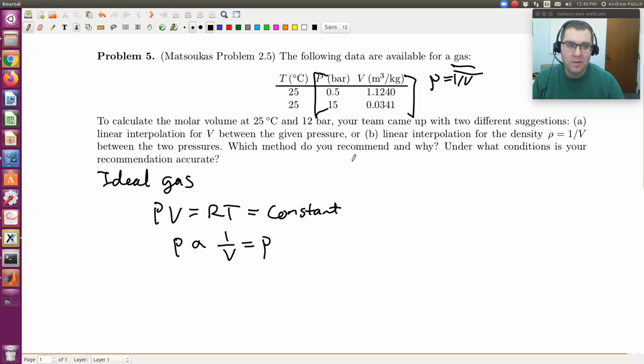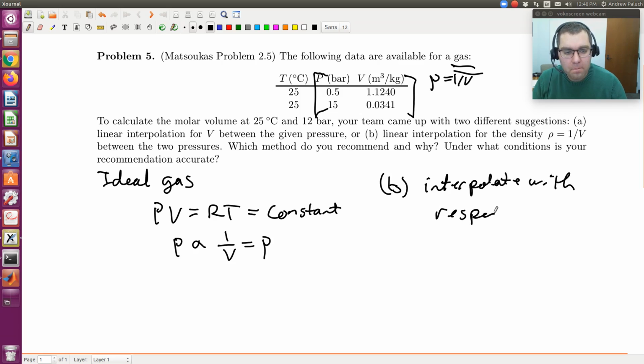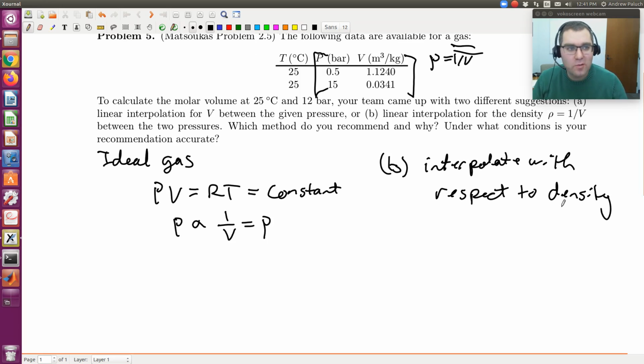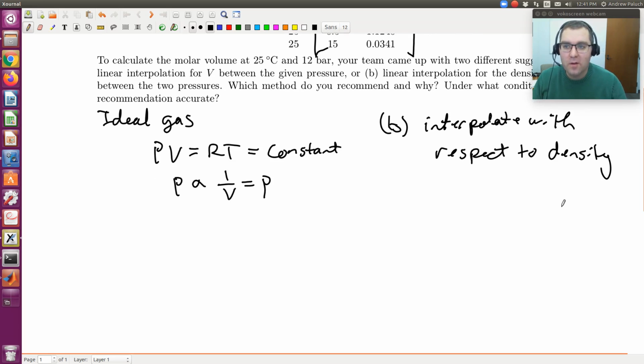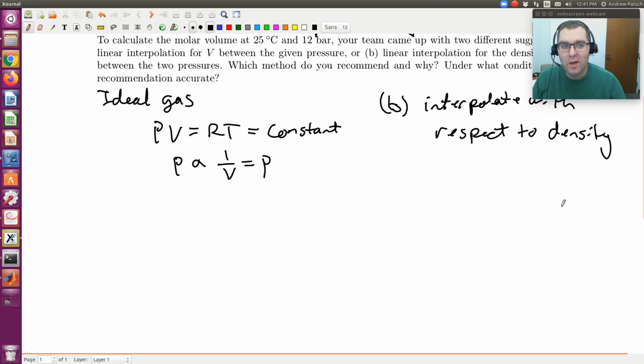And so just based on the scaling that we'd expect from the ideal gas equation of state, scenario B would be suggested to be the better approach, to interpolate with respect to density. All right, so based on the ideal gas equation of state and how we would expect pressure to scale with respect to V, we would expect linear interpolation to be better if we were to interpolate with respect to the inverse of volume. And under what conditions is this accurate? So this is assuming we have an ideal gas.